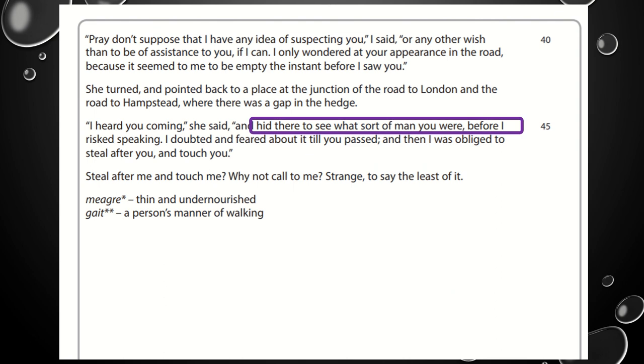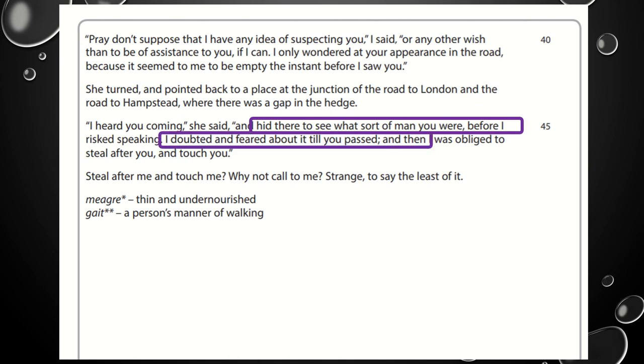What is she hiding there? We also notice that at the top of this page it says, "Pray don't suppose I have any idea of suspecting you or any other." So he's trying to reassure her. She stepped out and surprised him, but he's the one who is reassuring her that he's of no danger to her, which is odd. So the whole scene is quite odd and builds a sense of mystery.